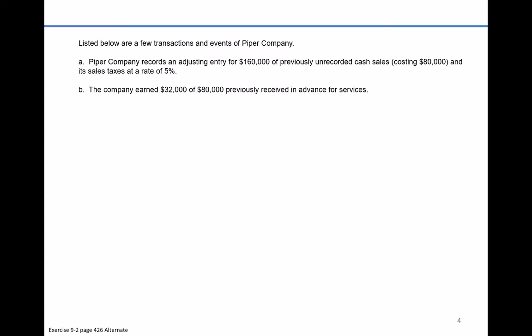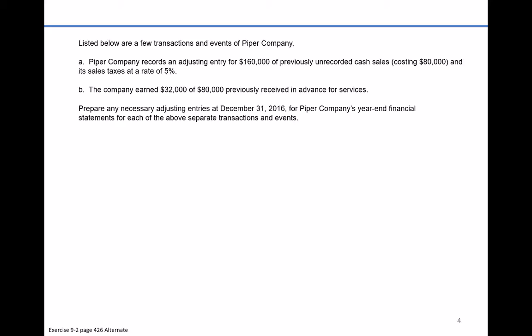Transaction A, the company records an adjusting entry for $160,000 of previously unrecorded cash sales costing $80,000. And it has a sales tax rate of 5%. And then transaction B, it says the company earned $32,000 of $80,000 previously received in advance for services. So in looking at these transactions, we want to determine what Piper's liability side of the balance sheet looks like as a result of these two transactions.